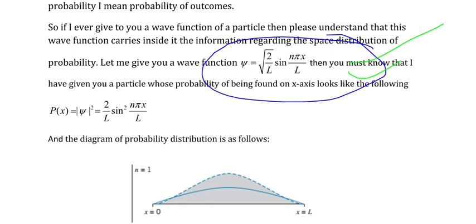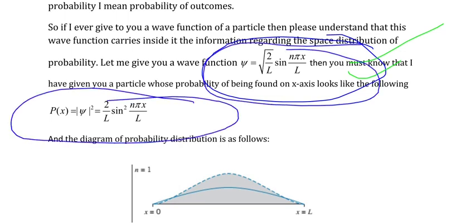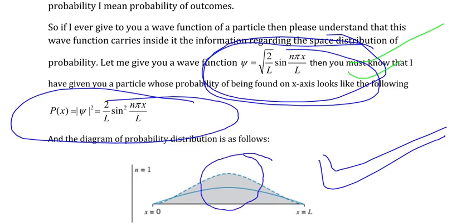So what is the result of the experiment? If you have a particle represented by this wave function, then the probability is going to look like this. The result of the experiment is going to look like this particular curve. What does it mean? If you try to measure the particle, you find the particle is maximum at the middle position, and the presence of the particle as you go to the sides is less. So that's a thing.